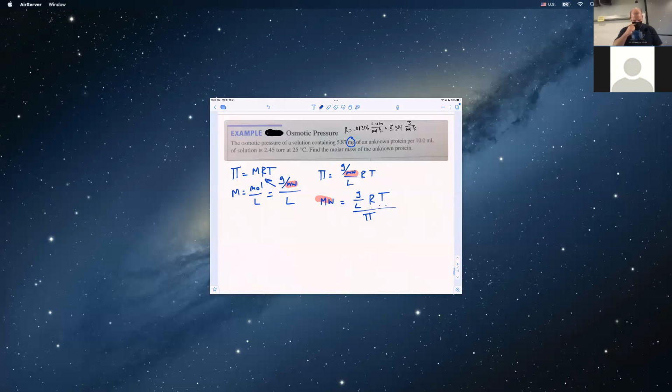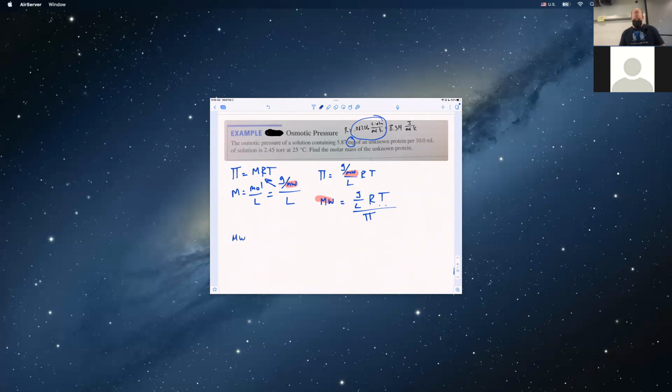So a couple of things. The R value, we have two different types, right? There are various values of R: 0.08206 liter atmosphere per mole Kelvin, or 8.314 joules per mole Kelvin. This one, we're going to use the 0.08206 because of the atmosphere as a pressure. We're going to use R quite a bit in this class, but we're going to use the 8.314.